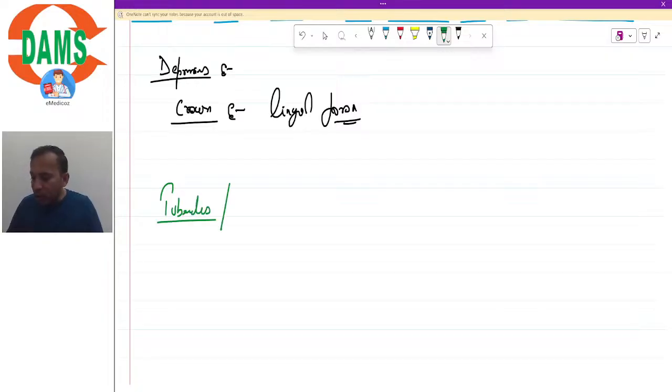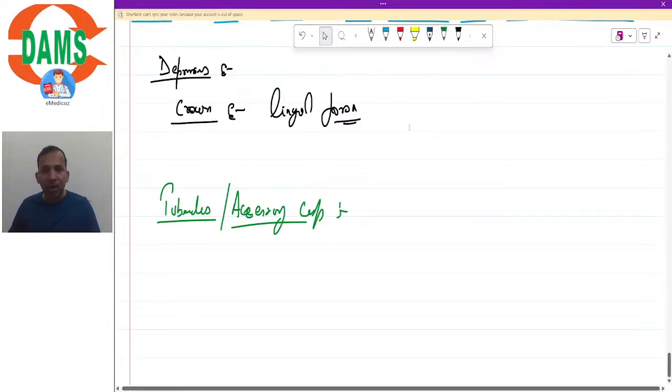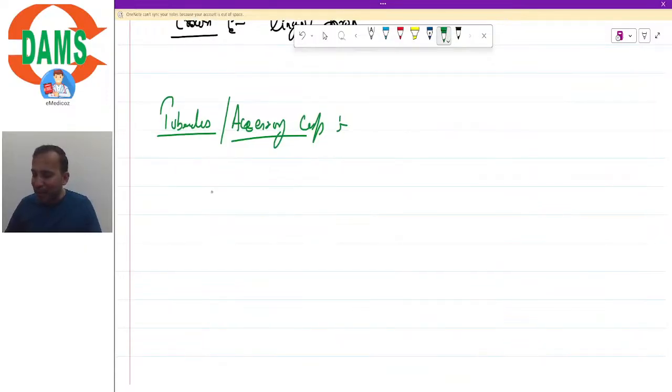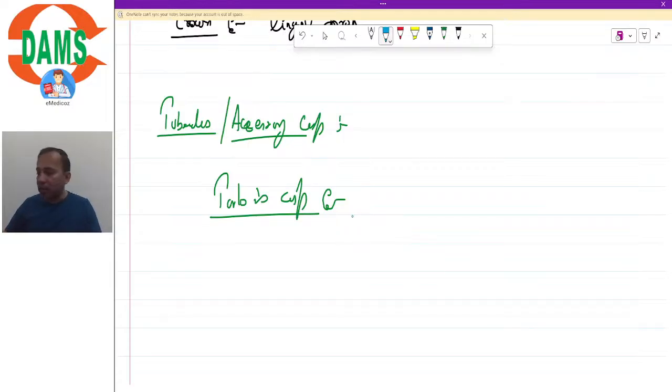Sometimes it might be called a tubercle, or some authors also call it an accessory cusp. An example of a tubercle or accessory cusp in case of anteriors is talon's cusp. And as I just told you, talon's cusp is found most commonly on the maxillary lateral incisor. So this is an accessory cusp or a tubercle, which is a feature of the maxillary lateral incisor.